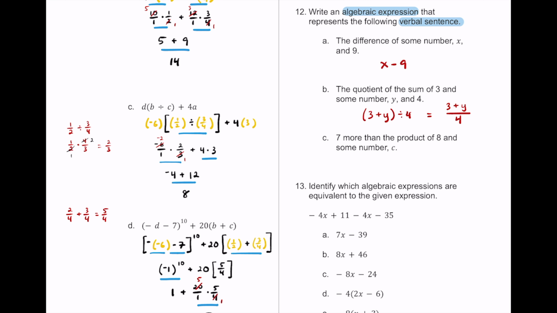For C, we have 7 more than the product of 8 and some number c. So we're going to be adding on 7 to something. So the product of 8 and c should just be written as 8c, where 8's the coefficient. And it's 7 more than that, so we have to add on 7 afterwards.